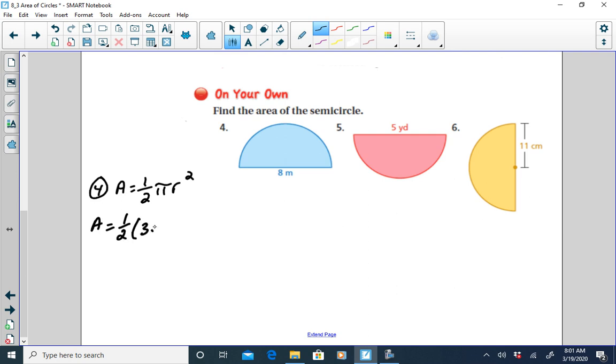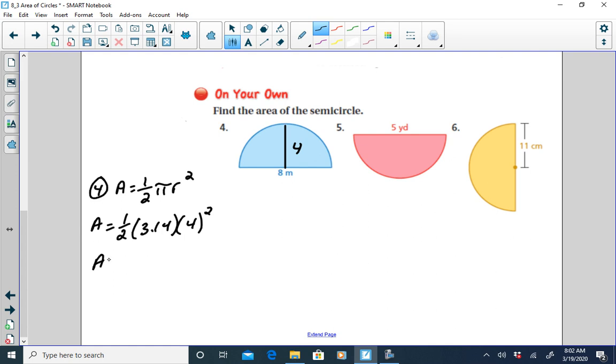We'll use 3.14 times my radius. Well, if my diameter here is 8, that's pretty bad radius. I can't do that. That's pretty bad. All right, let's use a straight segment here. If my diameter is 8, then my radius is going to be 4. So that's what we're going to have to use in our formula, and we're going to have to square that.